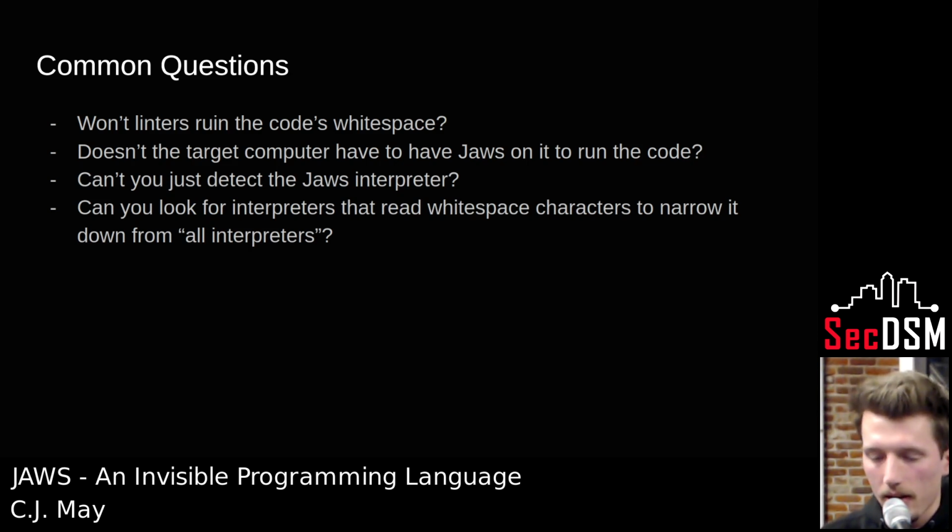Another one: can't you just detect the JAWS interpreter? Yes, and for JAWS specifically, one of the things I want to do is create signatures for JAWS, because I'm not trying to create a virtual machine capable of making malware that's hard to find. The point of the research is not JAWS itself, but the idea of JAWS. If you can create your own interpreted programming language, that defeats a lot of static analysis tools out there today. And while you could create signatures for the JAWS interpreter, there are ways around that.